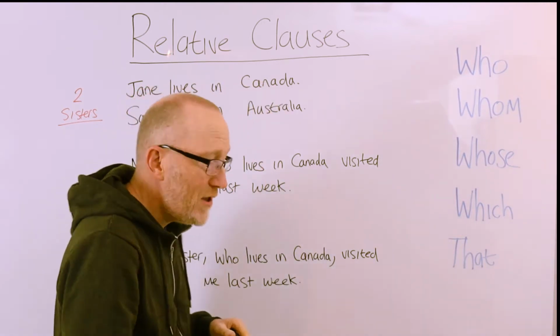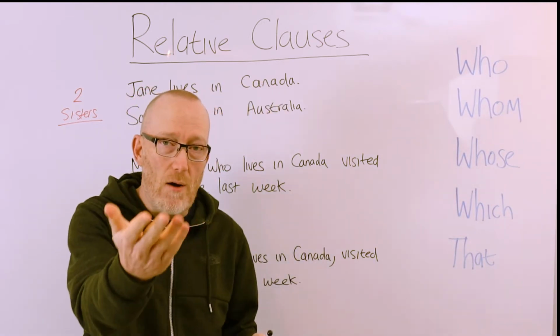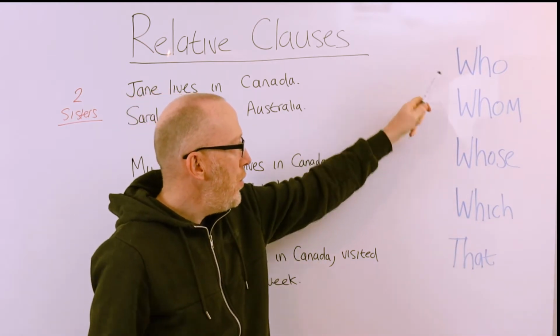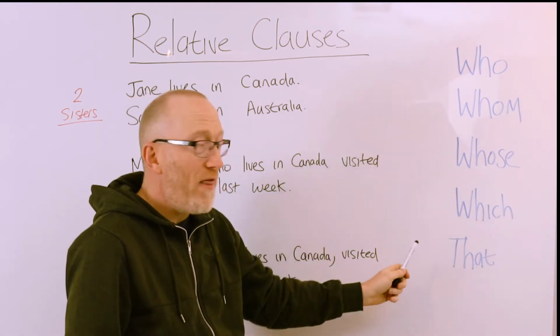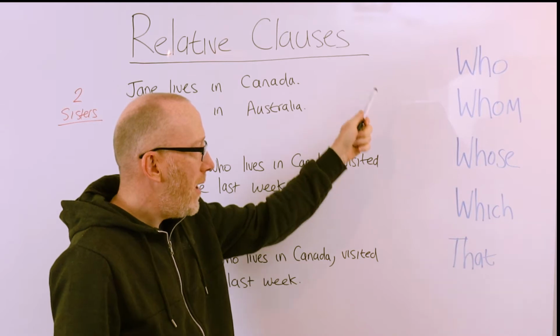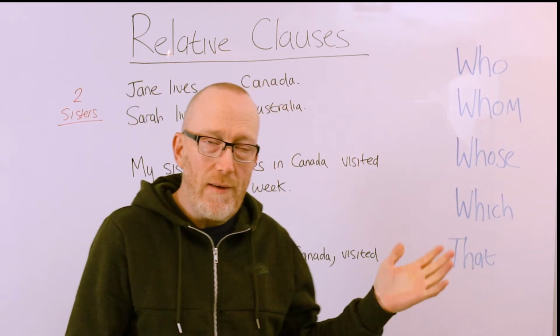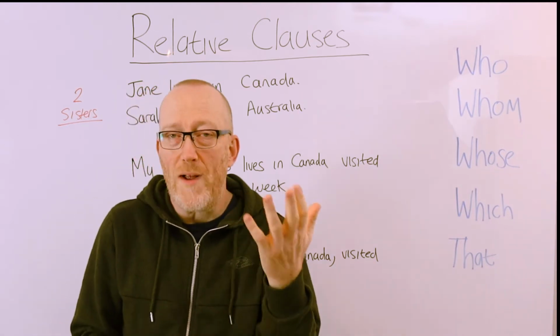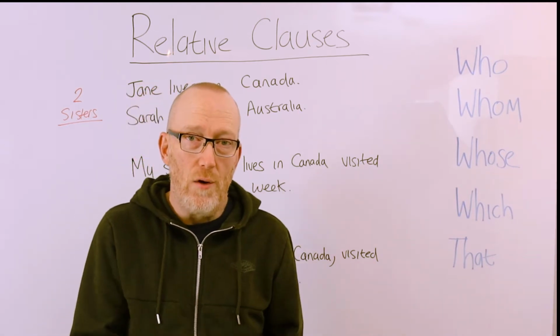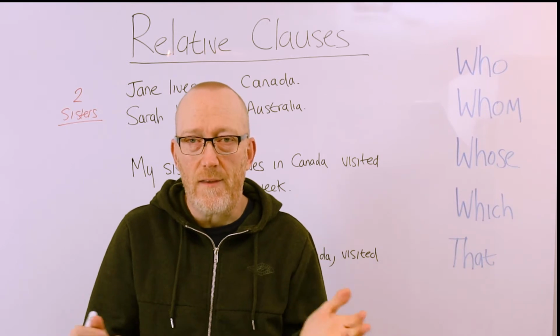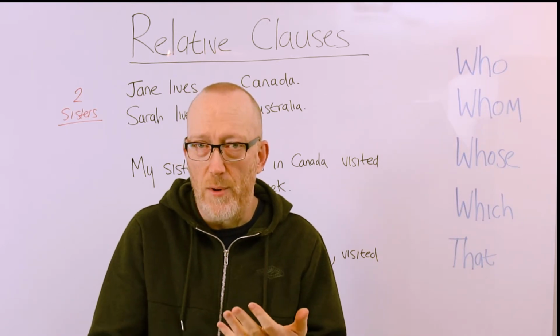Yeah, so let's just briefly take a quick look at our relative pronouns. We have who, whose, which and that. These are our relative pronouns, okay, and we use these pronouns in what are called relative clauses. A clause is a part of a sentence that has a subject and a verb, okay.